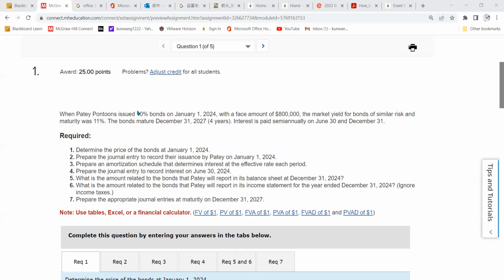So we can see you have the state rate, 10%, and the issue time, the sales time. The face value is 800,000. And the market yield, meaning the market rate for the average investment in the market, is 11%. And the maturity time is 4 years later. And interest is paid semi-annually on June 30th and December 31st.